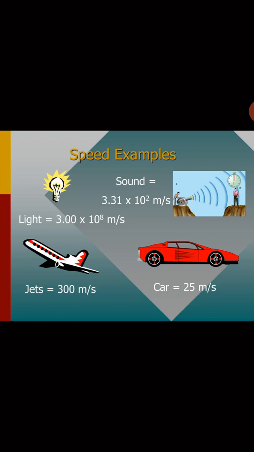The last example, the car is moving at a speed of 25 meter per second. Again, here only the speed of the car is mentioned, using the units meter per second. So the last one is also an example of speed. So all these four were just speed of the objects given. Speed of light was given, speed of sound, and the speed of jet and car was given. So all four are examples of speed.